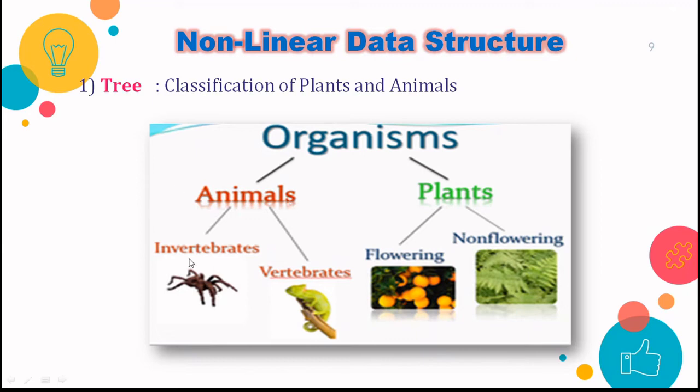And similarly, those animals are again divided into invertebrates or vertebrates, and plants are divided into flowering and non-flowering, right? So what is happening is it is forming the structure of a tree, where this organism is the root, and this animal and plants are the children of organisms. And these invertebrates and vertebrates are the child nodes of animals, and flowering and non-flowering are the child nodes of plant. Invertebrates, vertebrates, flowering and non-flowering are called leaf nodes.